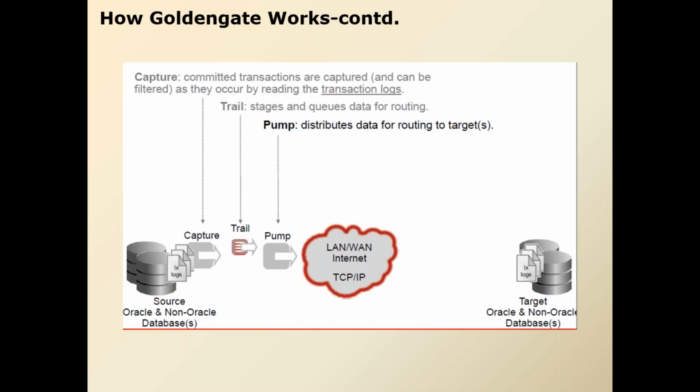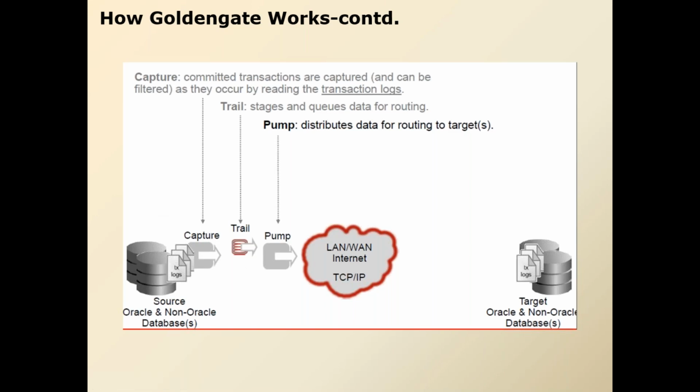The trail files are in binary format, and they reside on the operating system, just like your archive logs. That means they consume space on the operating system. So the capture process captures the committed transactions and writes them to the trail file on the local machine.